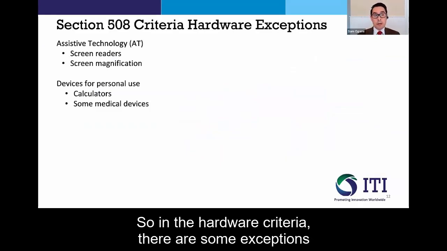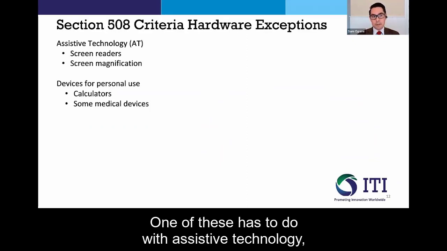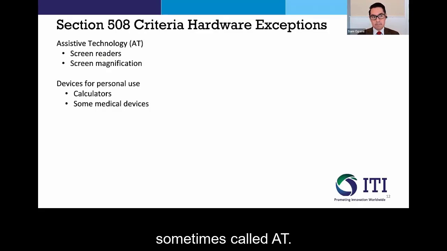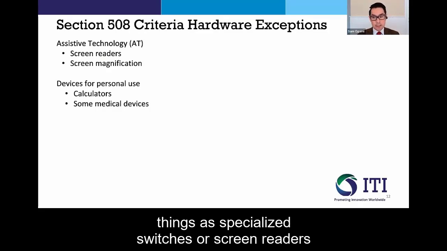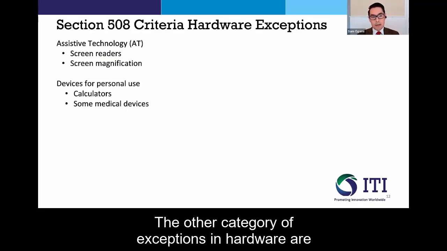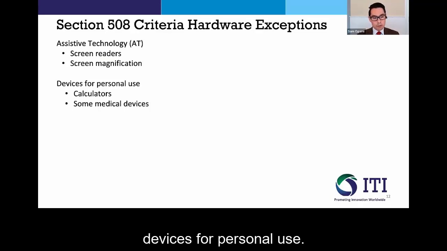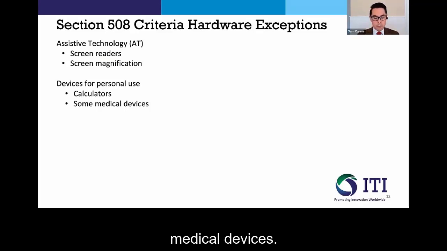So in the hardware criteria, there are some exceptions that can be applied. One of these has to do with assistive technology, sometimes called AT. And you can think of this assistive technology as things such as specialized switches or screen readers or screen magnification. The other category of exceptions in hardware are devices for personal use. Some examples of this are calculators or some medical devices.